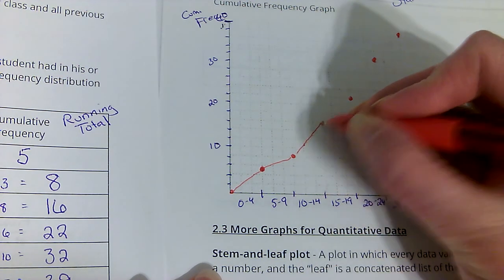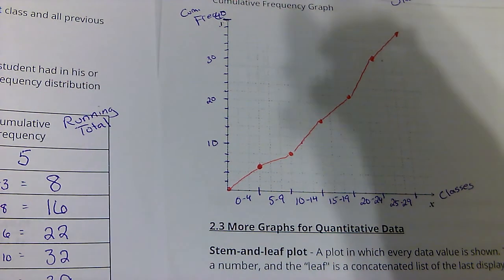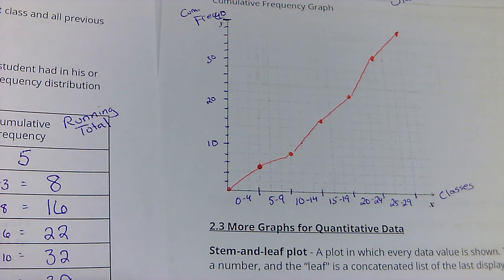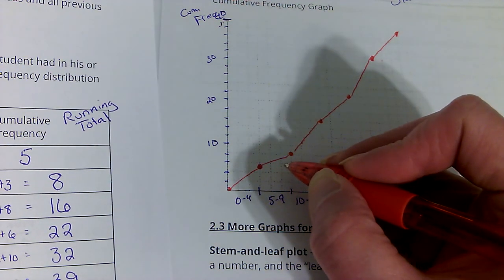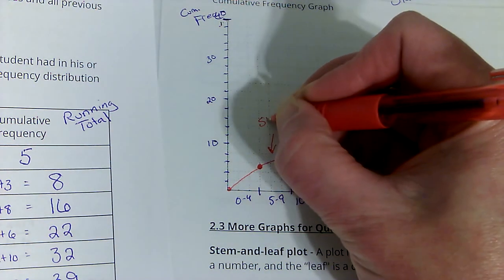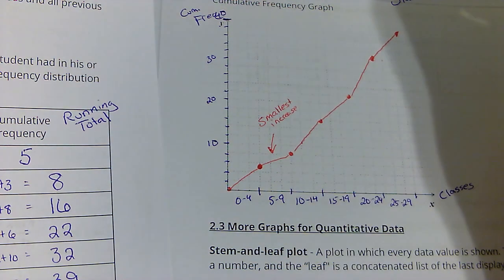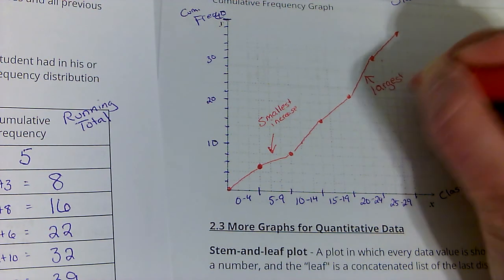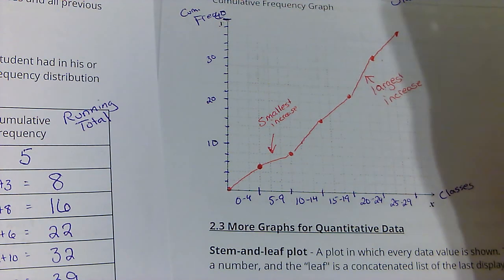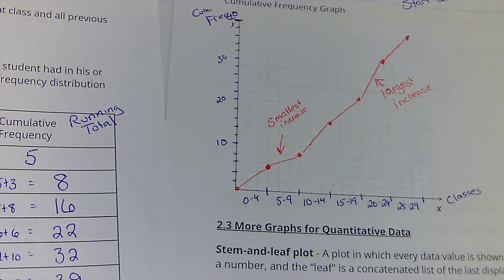And we're going to play connect the dots. What this tells me is where I have my biggest increases and where I have my smallest increases. So notice in this class we really didn't increase that much. This is the smallest increase. Where did I increase the most? Well, see how steep this line is? This is the largest increase. There's other useful things we can find from the cumulative frequency graphs, but for right now, that's where we're going.